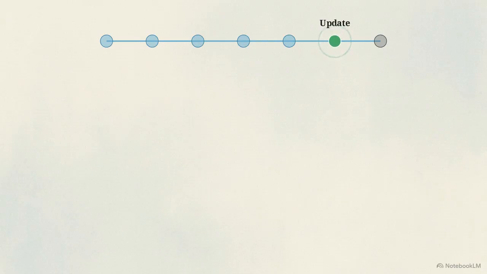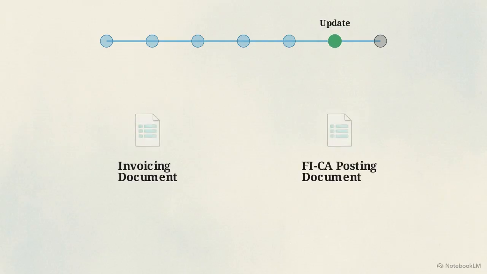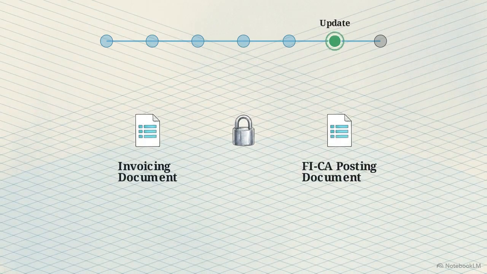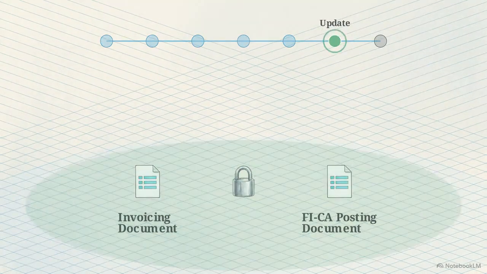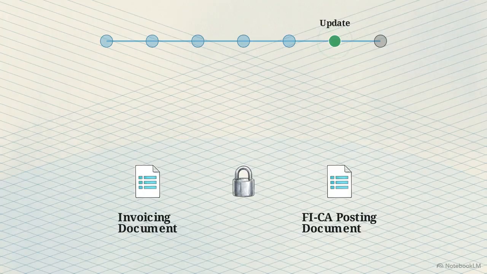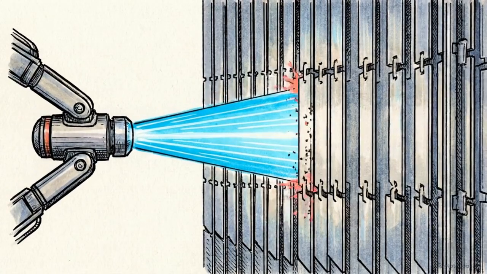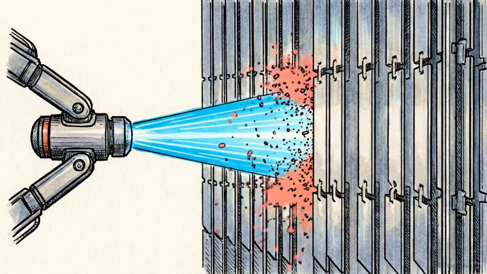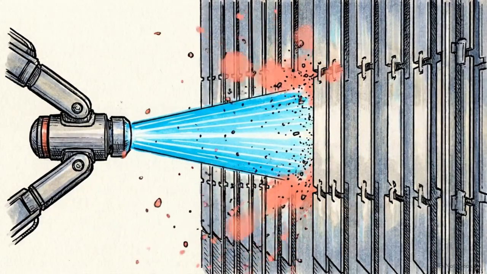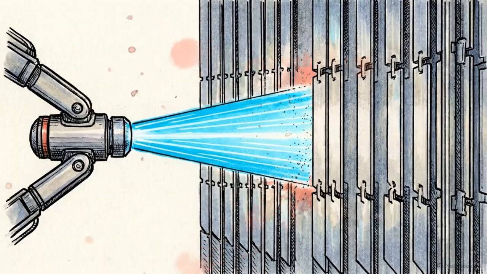Step 6 is the update phase. Up until this precise millisecond, everything has been a simulation. Now, the transaction is finalized. The newly created invoicing documents and FICA posting documents are permanently written to the financial ledger database. Next comes the critical cleanup phase. The system actively deletes the original DFKKINV_TRIG invoicing orders to guarantee they cannot be double processed.